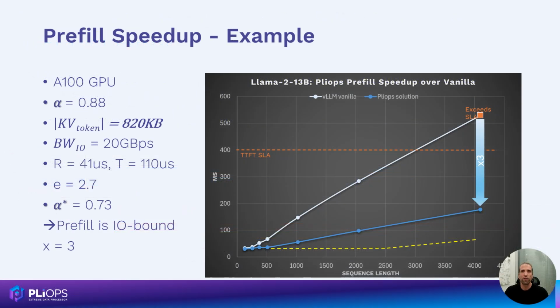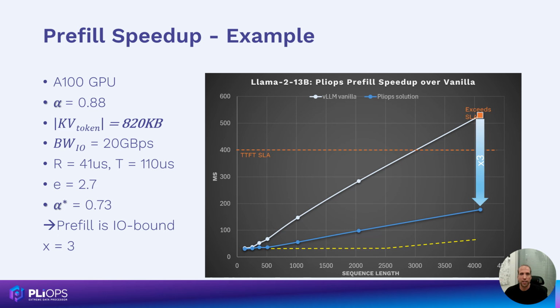So now that we've covered the theoretical analysis, let's look at a real-world measurement of an IO-bound case and see how it performs compared to what we've discussed so far. This test was run on an A100 GPU with the Llama 2 13B model, and here's what we observed. We used here alpha of 88%. The size of a single token KV cache is about 800 KB.